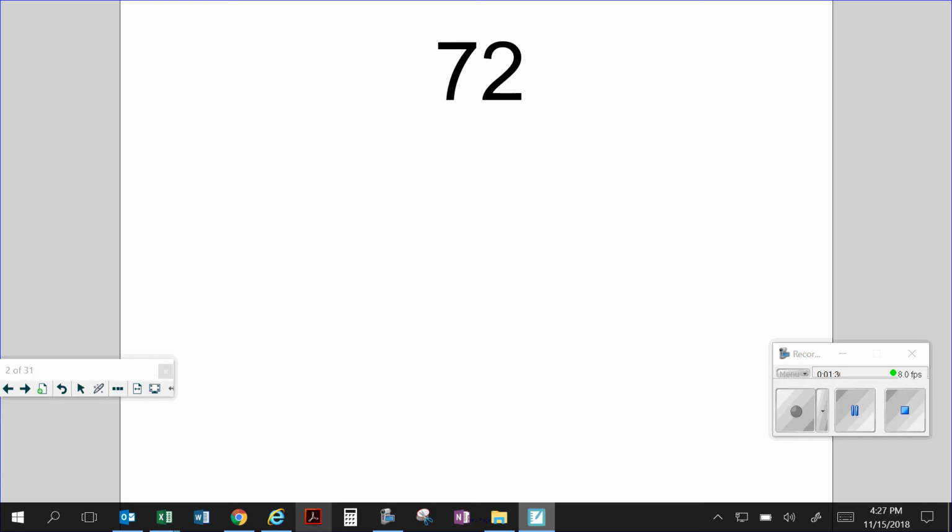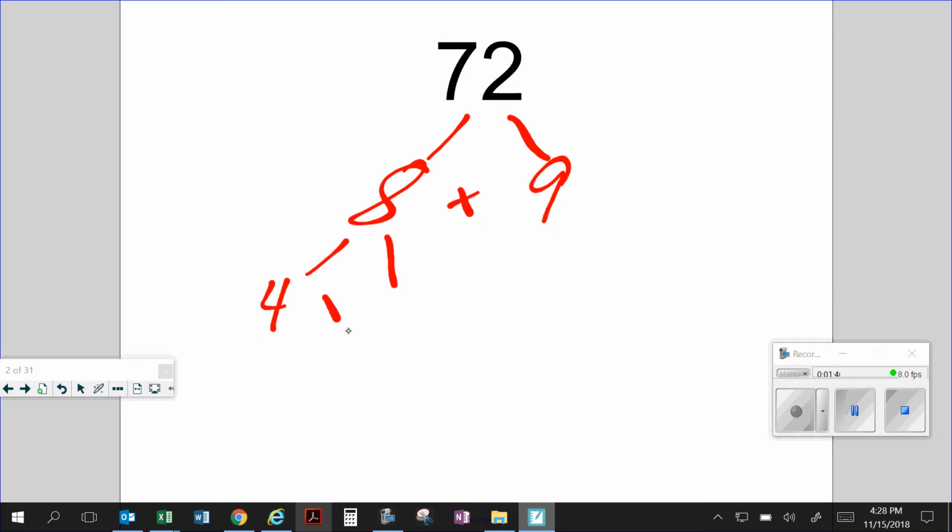Another way you could have done it is to find the prime factors of 72. So what makes 72? 8 times 9. What are the factors of 8? 4 times 2. What are the factors of 9? 3 times 3.